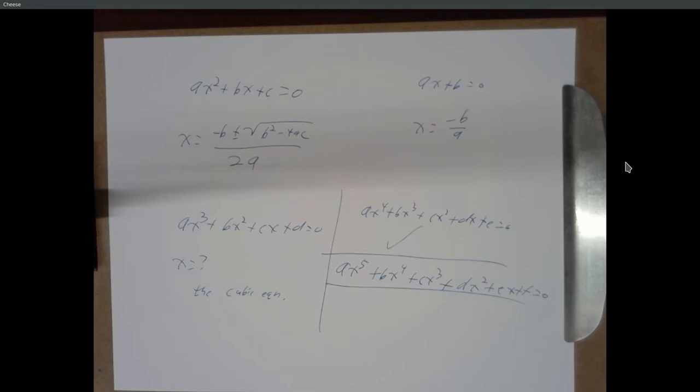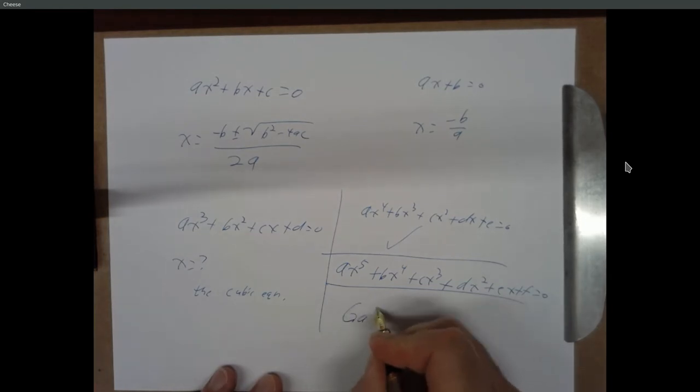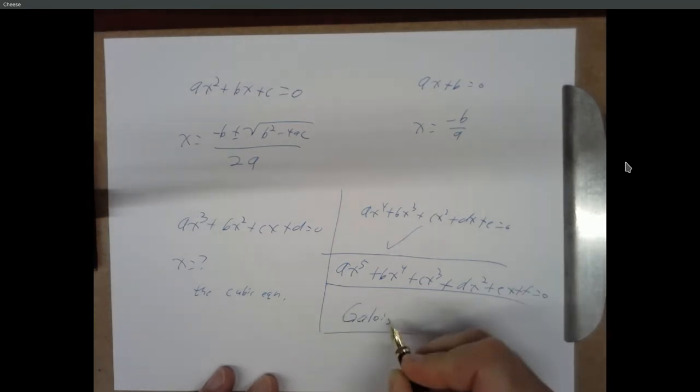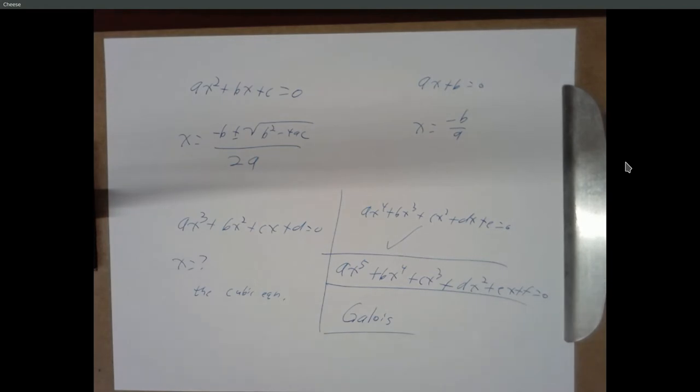But nonetheless, this was proven, that it's impossible to come up with a formula that solves a general fifth degree polynomial. And it was proven by someone named Galois. And Google him later if you want to read a really fascinating history.